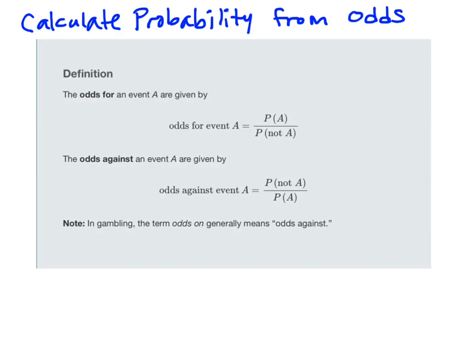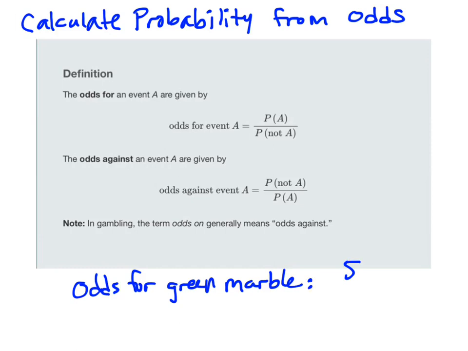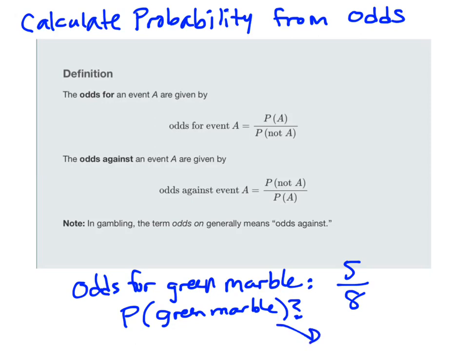So let's say we know that the odds for a green marble are 5 to 8. Okay, and then let's see if we can find the probability of getting a green marble. All right, so notice now we don't know the total. We know that there are 5 out of some number of ways to get green. Okay, but we don't know what it's out of. Well, you can find this just by adding the 5 and the 8.